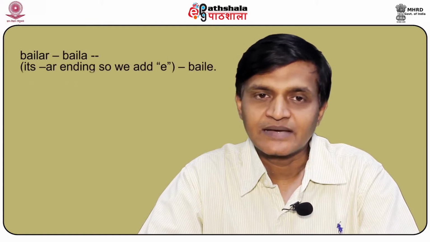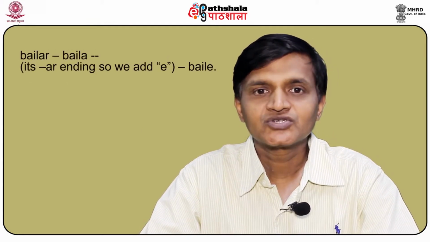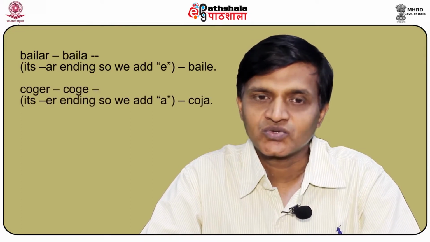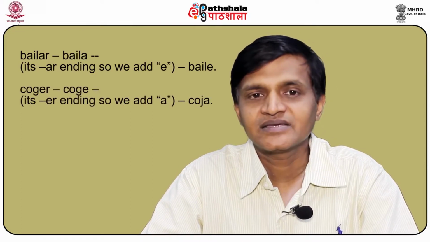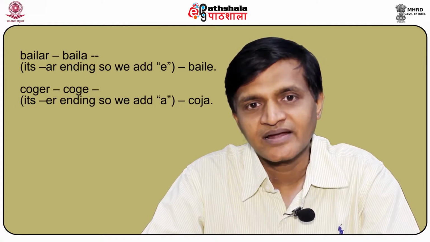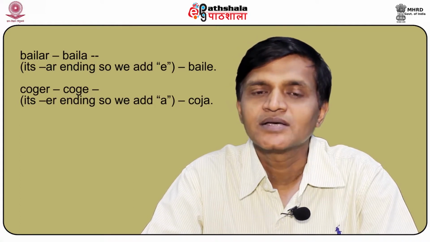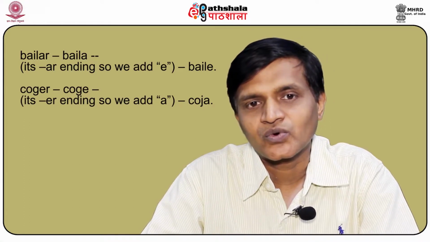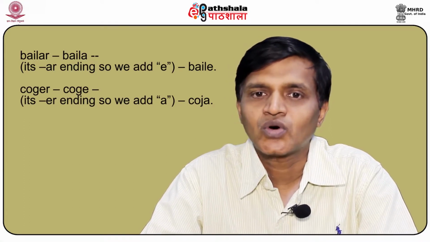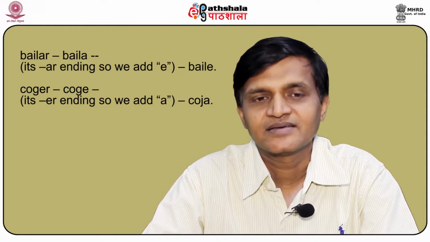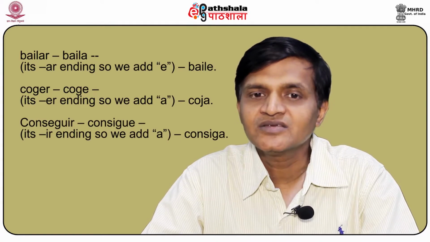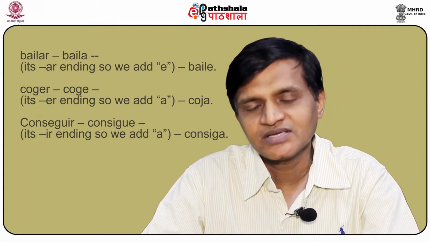Bailar is also another example of an AR ending verb, so we add E: baile. Coger, to catch, is an ER ending, so we add an A and it becomes coja. The only thing is that in coger it changes from COGE to coja, COGA. Conseguir, consigue, is an IR ending, so we add an A: consiga.